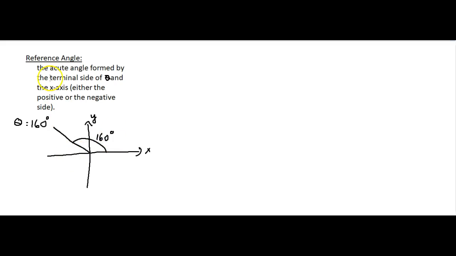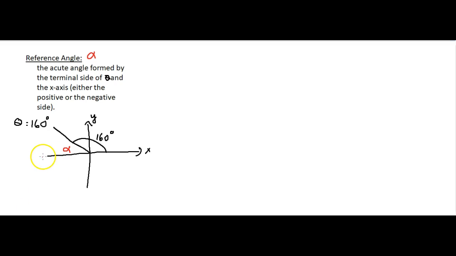Now the reference angle is the acute angle formed by the terminal side, which is right here, and the x-axis, either the positive or the negative side. Well, this is not an acute angle, but the other side is. So that means that this is the reference angle, and we call that alpha.